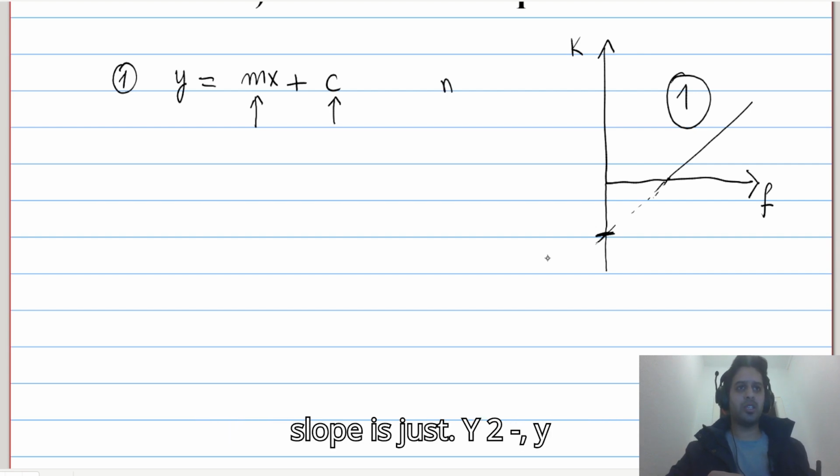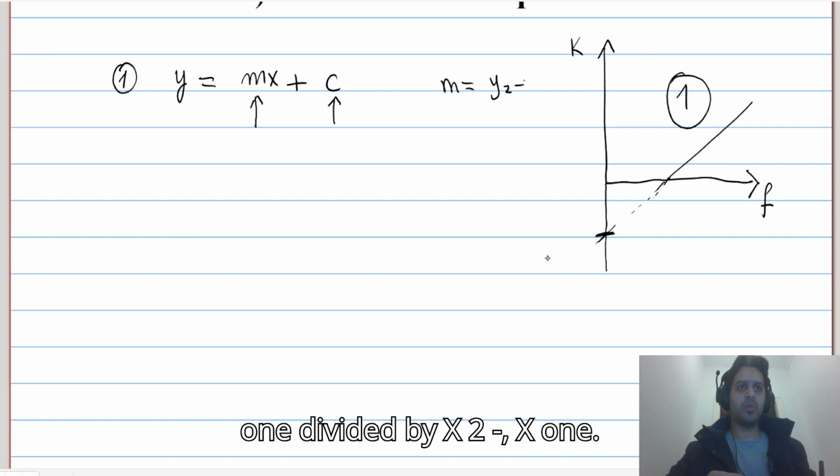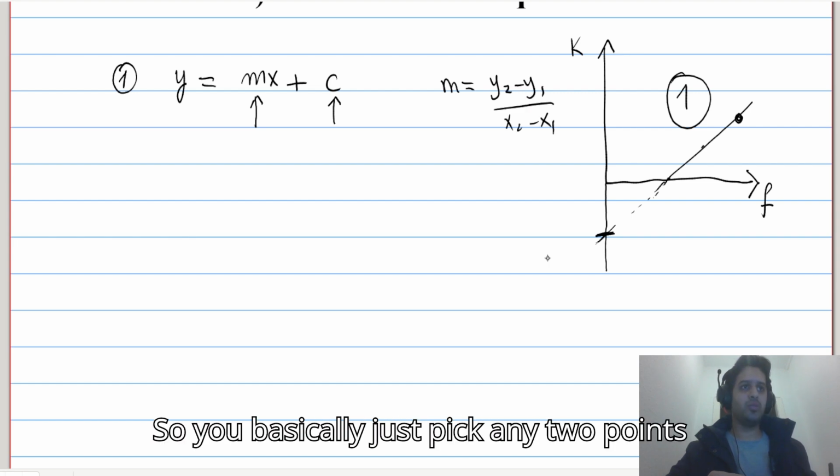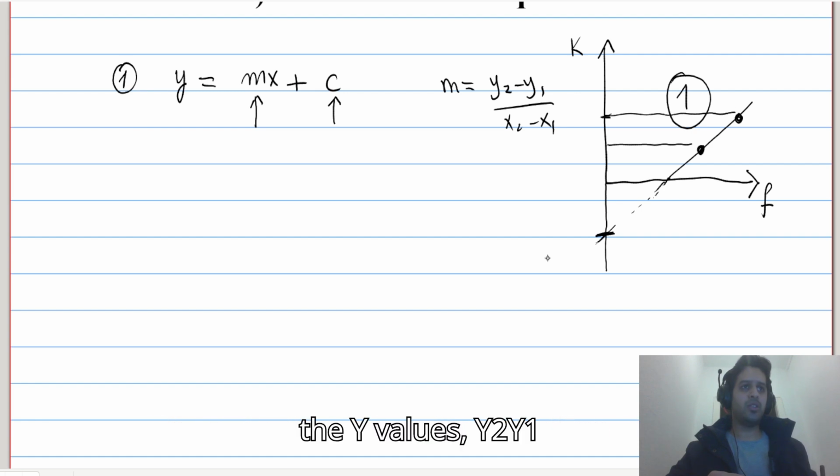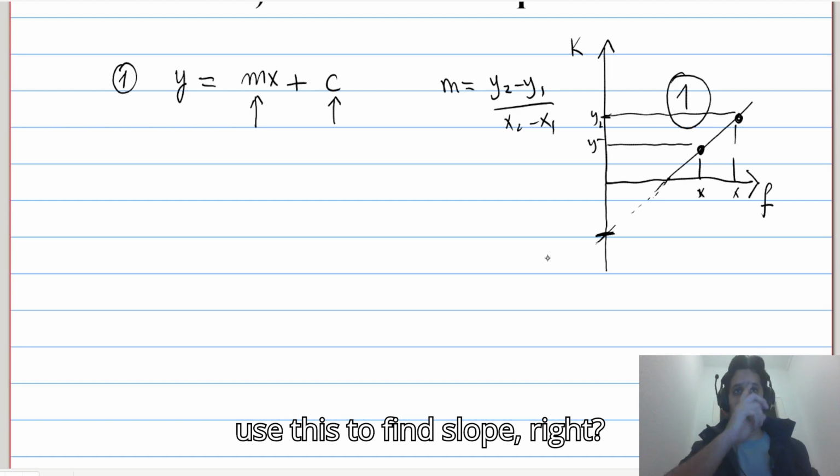And how do you find slope? Finding slope is just y2 minus y1 divided by x2 minus x1. So you basically just pick any 2 points on the line and then look at the y values, y2, y1, and x2 and x1, and use this to find slope, right?